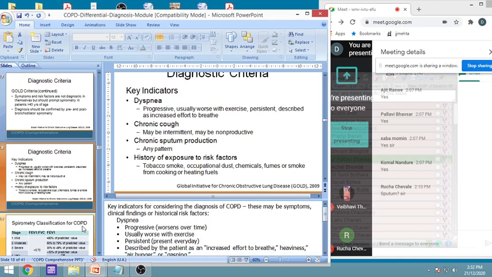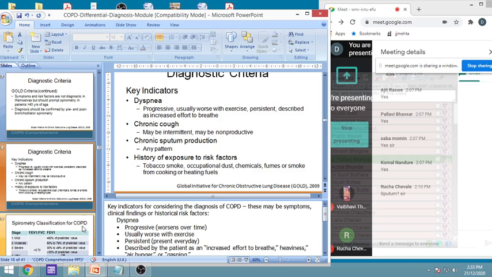That is what are key indicators. Again, dyspnea. That is dyspnea, you must be knowing, that is difficulty in breathing or abnormal breathing. It is progressive, usually worse with exercise. There is a persistent, described increased effort to breathe. So breathing becomes difficult, so the person has to, we call it as sans chadagi or hapna. So this is what a dyspnea is.